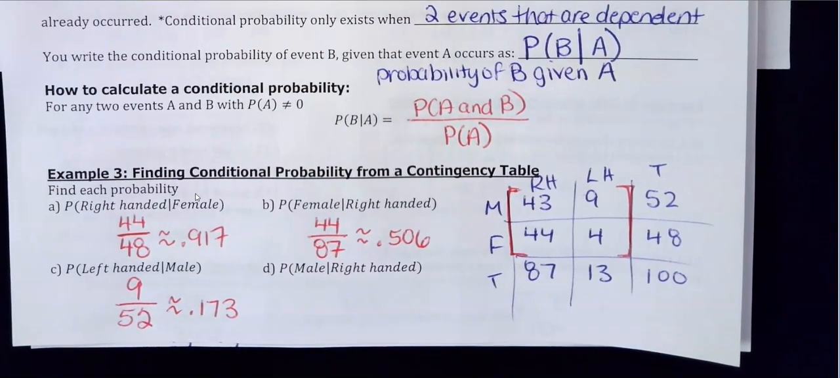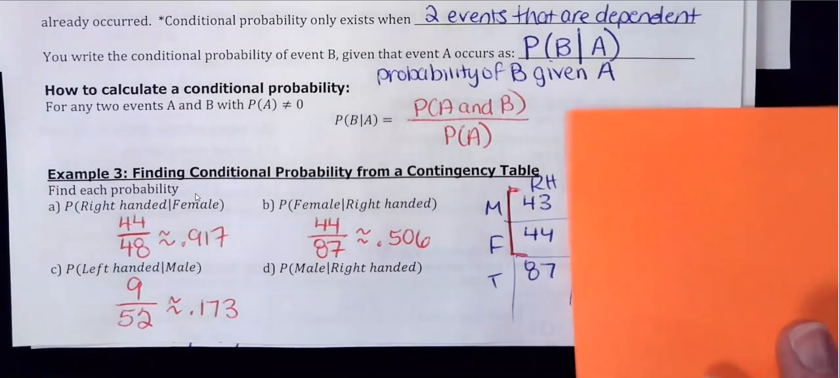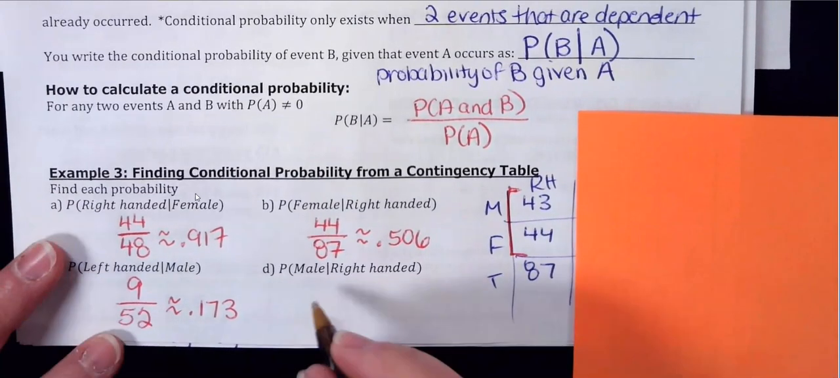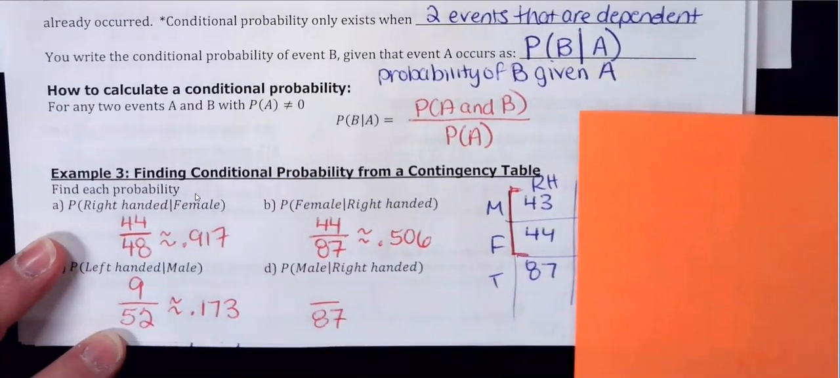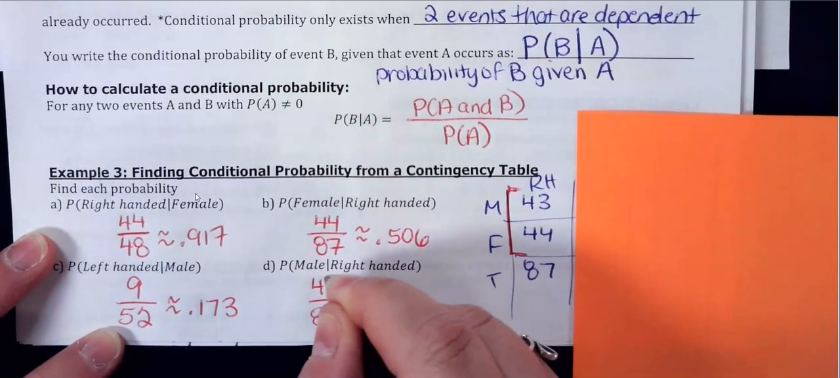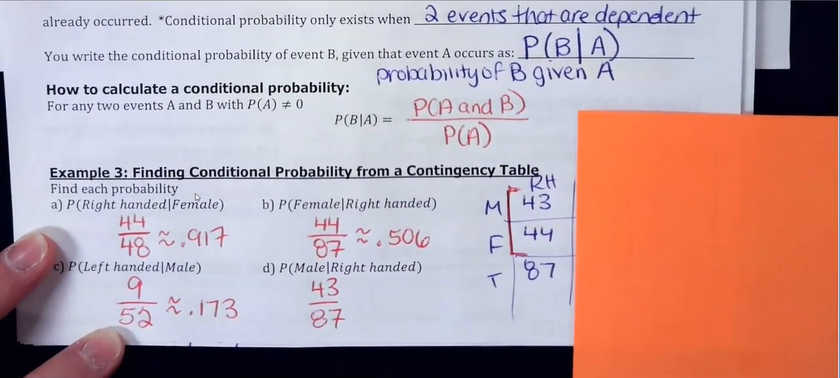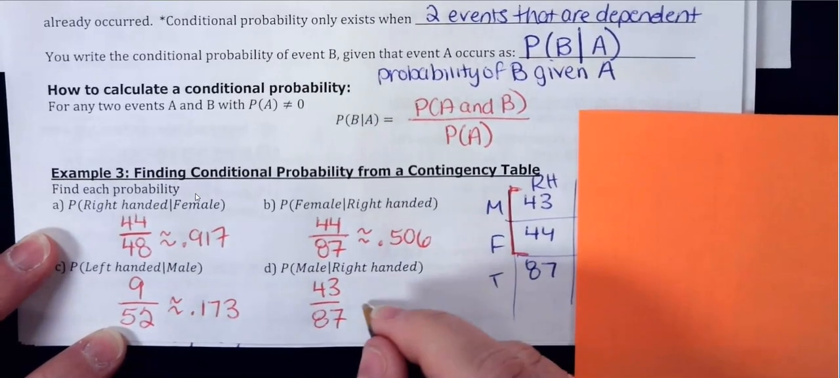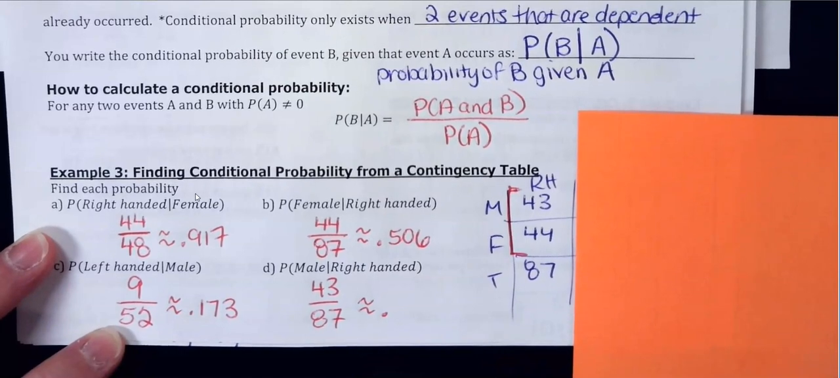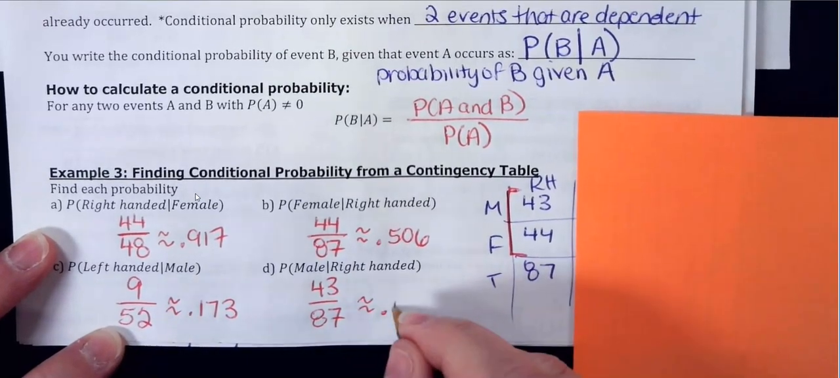Okay, and then the last one says the probability they're male given that they're right-handed. Given that they're right-handed, I'm just going to cover up the rest of that. That right-handed column, you got 87 people. Probability that they're male, if I know that they're right-handed, I'd put that 43 on the top. So this is just going to be a little tiny bit smaller than the one right above it. This is 0.494.